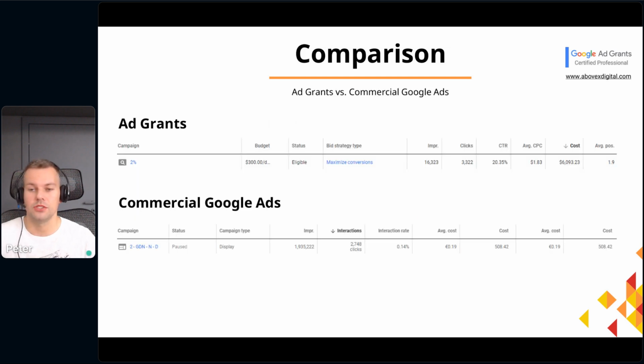All right, and it's just a quick comparison. I wanted to show you the differences in performance of Ad Grants campaigns and commercial Google Ads campaigns. We don't need to take a look at all of them. I just wanted to show you the difference in cost per click. This is a campaign with very similar targeting, except this is a search campaign in the grant account, and this is a display campaign in the commercial account.